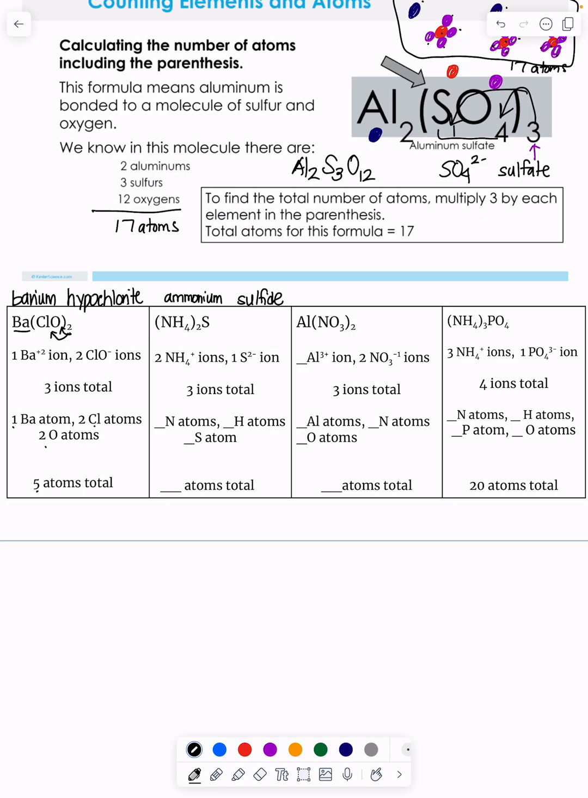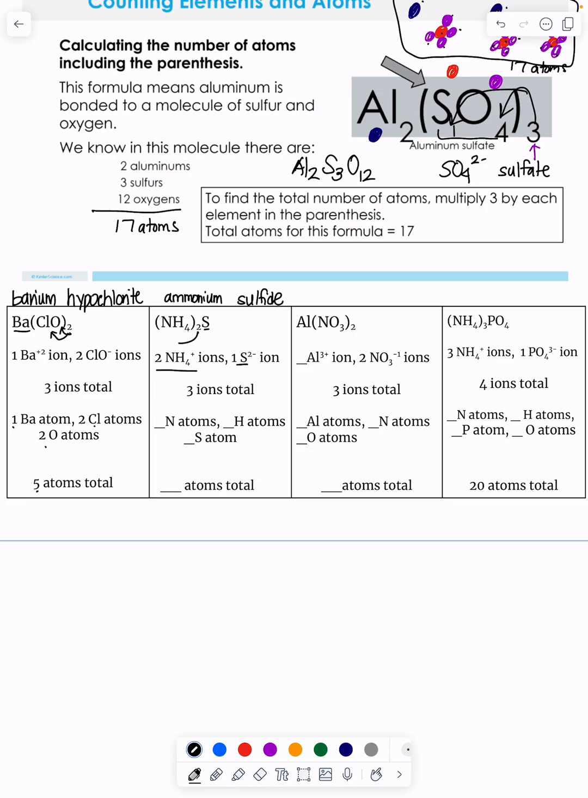So in this formula, this is NH4 in parentheses, and there's a 2 on the outside. That means that there's 2 of these NH4 businesses, and that's NH4 plus ion. And there's only 1 S on the outside here. That's an S2 minus ion. So in total, there's a total of 3 ions. But now we've got to count the atoms.